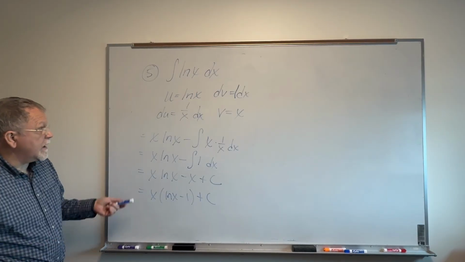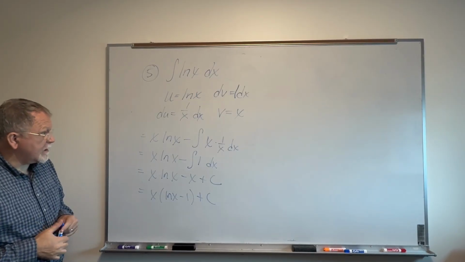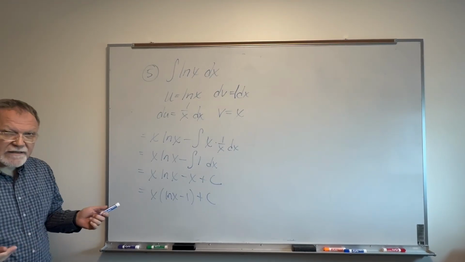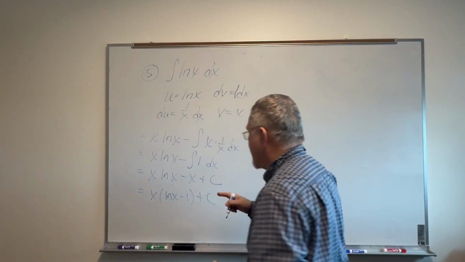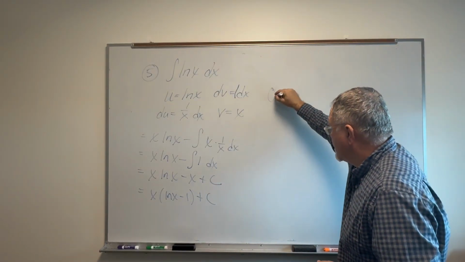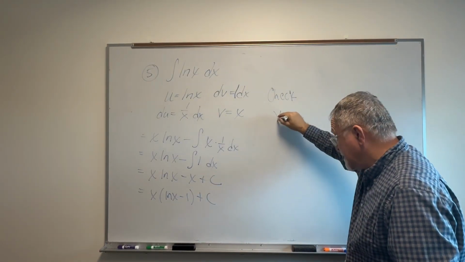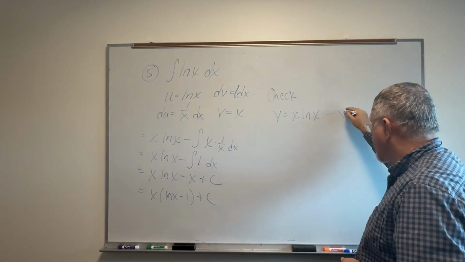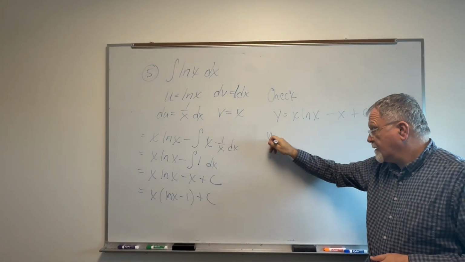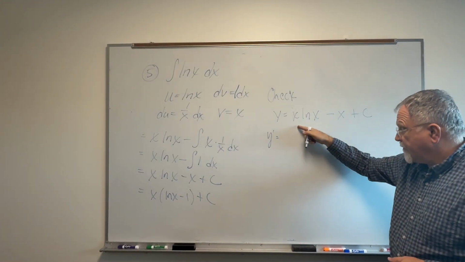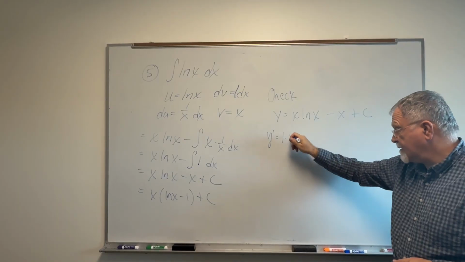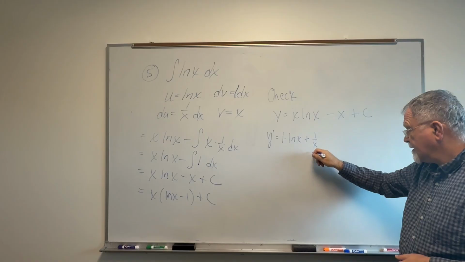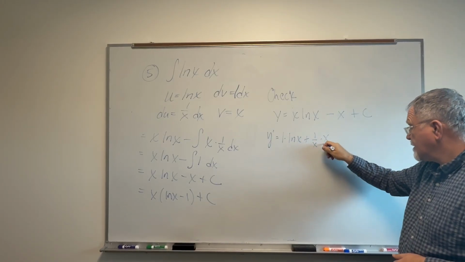Again, I can check my work by taking the derivative to confirm that I got it correctly. I'm confident with what I've done. But let's just double check just in case. I'll check from here. So I'm going to do y is equal to x natural log of x minus x plus the constant. All right, y prime. Derivative of the first is 1 times the second, which is natural log of x, plus the derivative of the second, which is 1 over x, times the first, which is x.